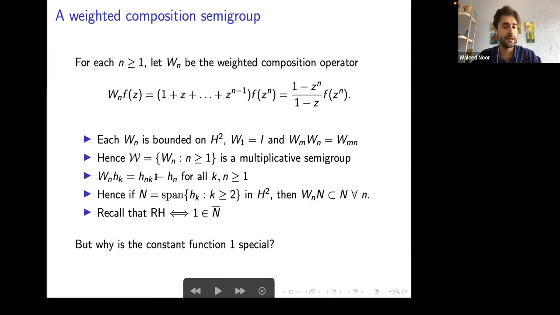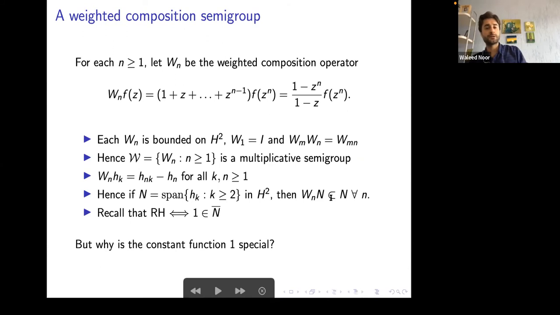And this is actually how one proves that if we let N be the span of the HK, then N is an invariant subspace under each Wn. And of course, we should recall that the Riemann hypothesis is equivalent to the statement that the constant one belongs to the closure of N. So we've proved that N and N closure are invariant subspaces for Wn.